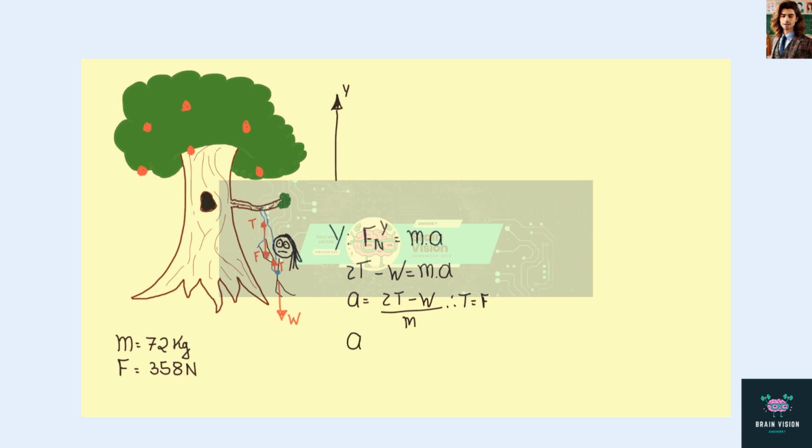Then, his acceleration is given by 2 times the applied force minus the weight force, which is his mass times the gravity acceleration, divided by his mass. Then, plugging in the values that were given by the problem, we get 2 times 358 minus 72 times 9.8. Remember, g is approximately 9.8 meters per second squared near the surface of the Earth, and this is divided by his mass, 72. This results in an acceleration of approximately 0.14 meters per second squared.